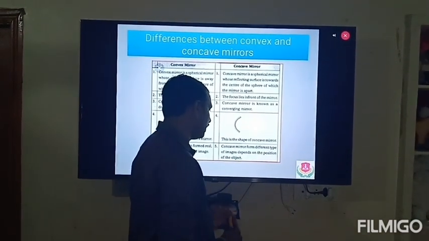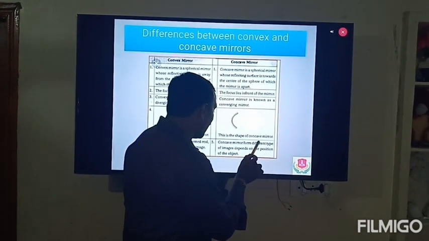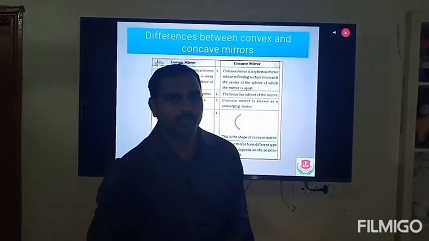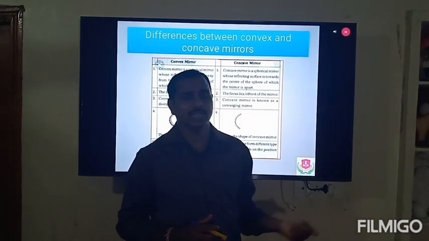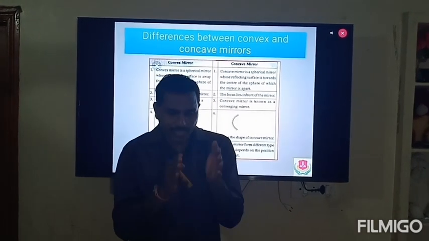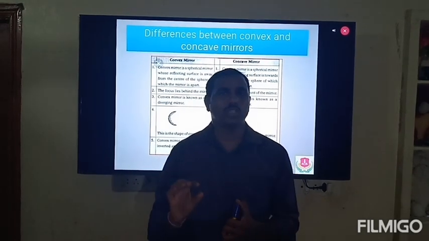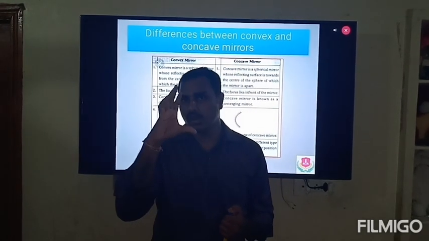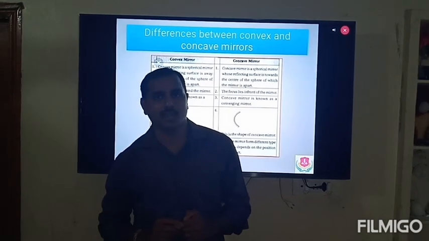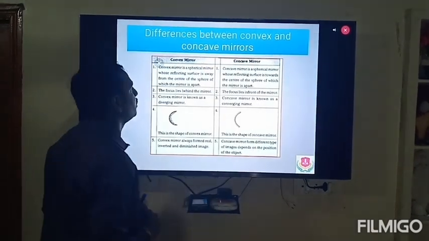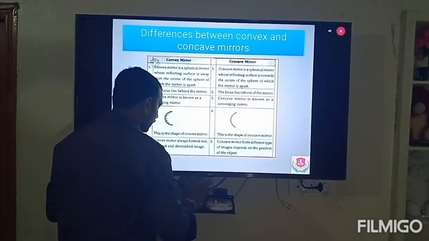In the concave mirror, different types of images are formed depending on the position of the object. But in the convex mirror, virtual, erect and small, meaning diminished, images are formed. These are the major differences between convex and concave mirrors.